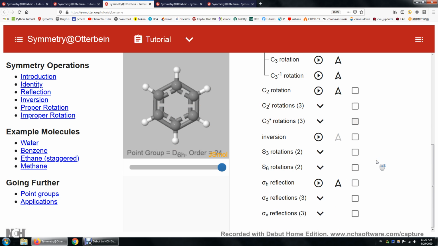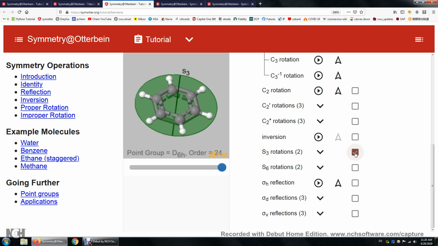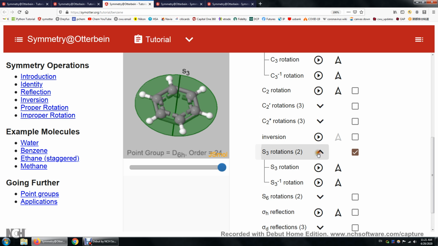Alright, let's look at one more. How about S3 rotation? From this symbol, we know it's going to rotate 120 degrees followed by a reflection. So I'm going to show you the S3 axis here and the symmetry plane that's perpendicular to this S3. Basically this hydrogen atom will rotate 120 degrees to here, and then a reflection is going to do nothing to the position of that hydrogen because this symmetry plane contains all those atoms. But anyway, let's do it. Rotate, reflect.